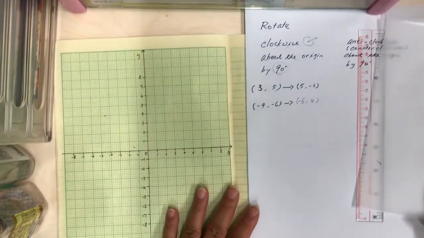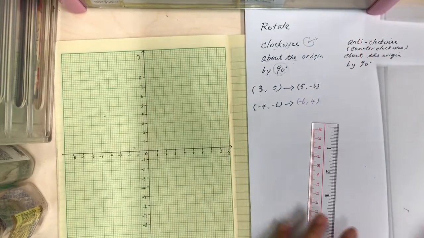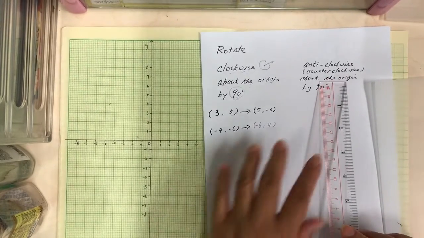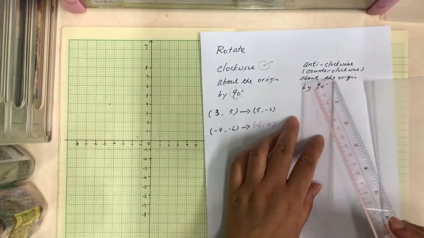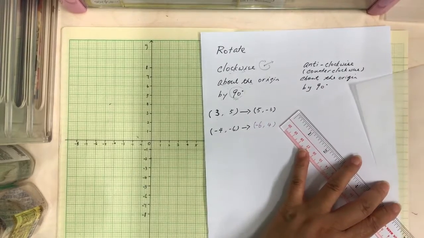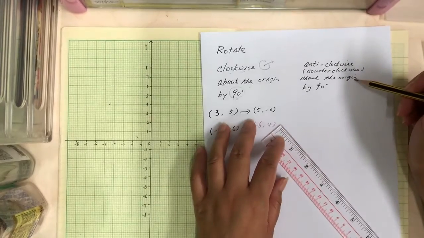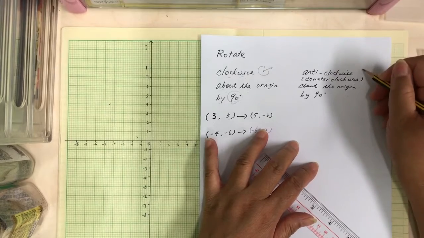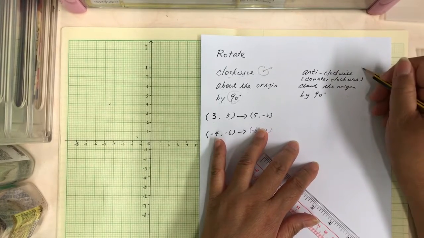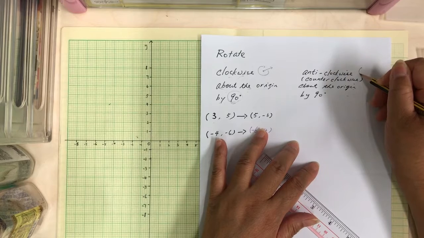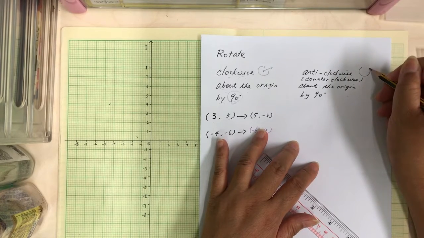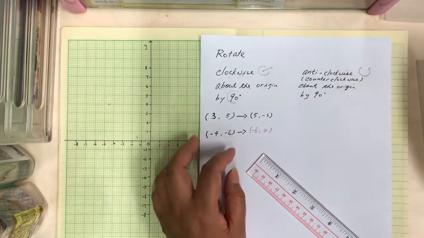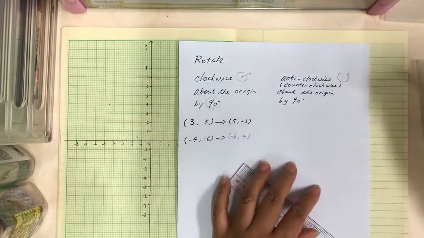Okay, this time we'd like to rotate the points in an anti-clockwise direction. Sometimes it is called counterclockwise, and it is also about the origin by 90 degrees. Anti-clockwise means it's just the opposite direction of the clock we usually see. Therefore, it rotates in this way, in this direction.